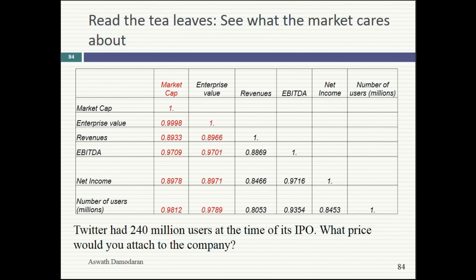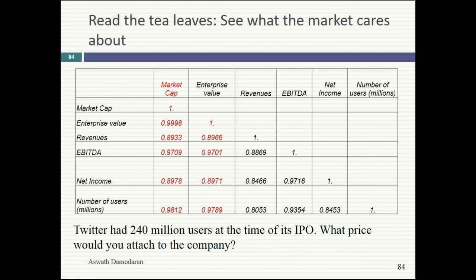The correlation between market cap and revenues is about 89%. That's not bad, that's pretty good. The correlation between market cap and EBITDA is about 97. The correlation with net income is about 90%. But the correlation with the number of users is about 98%. Now what does that tell me? It tells me that more than any other variable, the variable that drives the pricing of social media companies is the number of users in that company.